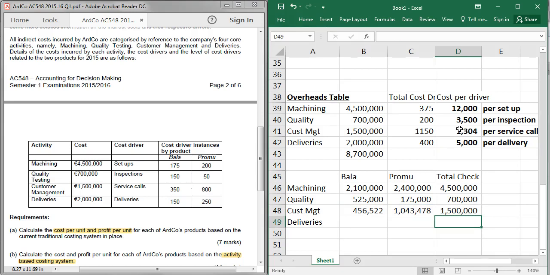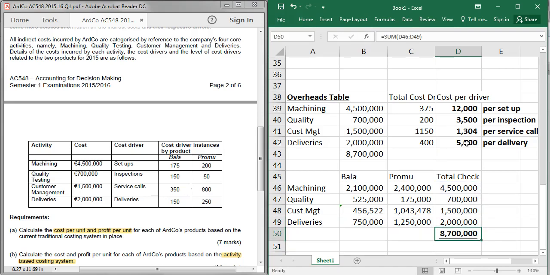So it is a bit tedious. There is a couple of calculations involved, but that's why there's 14 marks going for it. So it's all about laying it out clearly and being careful with your calculations. And finally, then the deliveries. 5,000 per delivery, 150 deliveries for Bala, and 5,000 per delivery, 250 for promo, which is your 2 million overall. And thankfully then, our 8.7 million has been allocated.